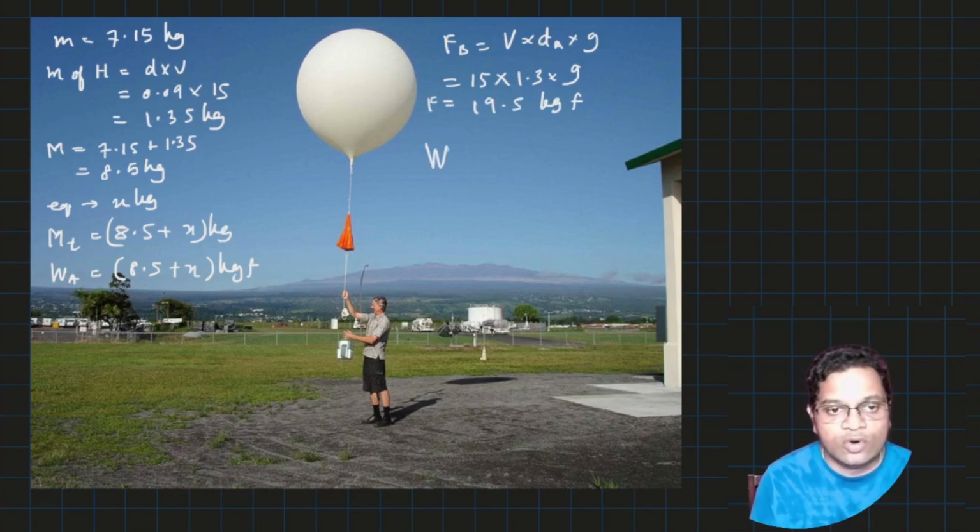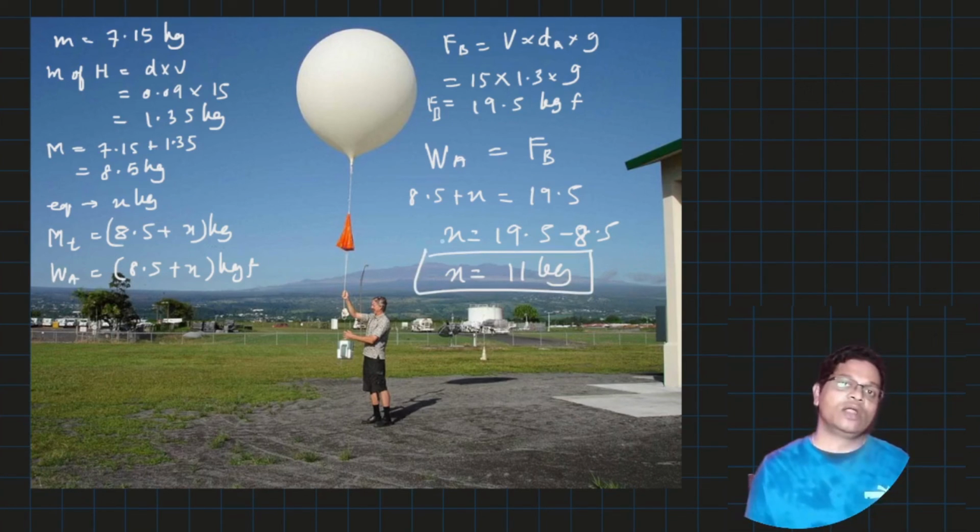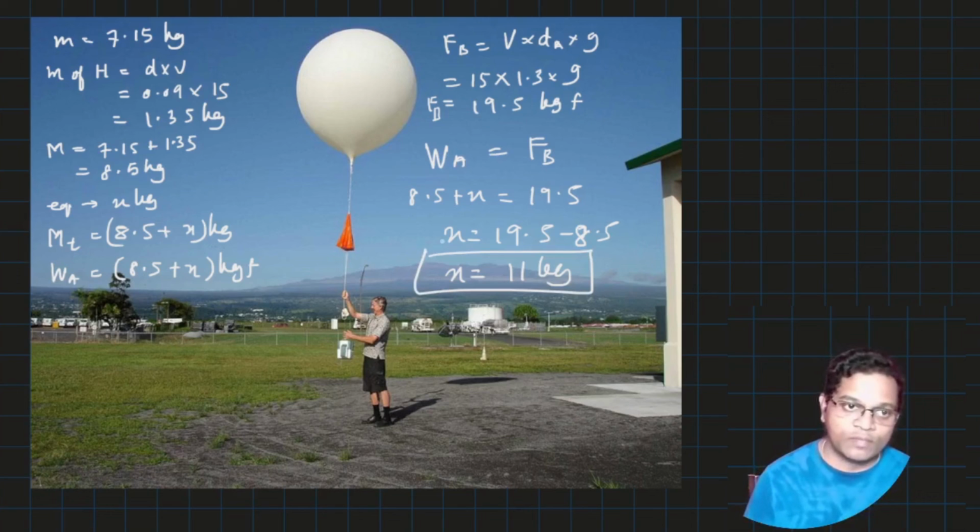Now since the balloon is floating, the weight in air is equal to the upthrust, and here we have 8.5 plus x is 19.5. So therefore x is 19.5 minus 8.5 and x will be 11 kilogram. So 11 kilogram is the weight of that equipment. Okay, it's an interesting question. Thank you.